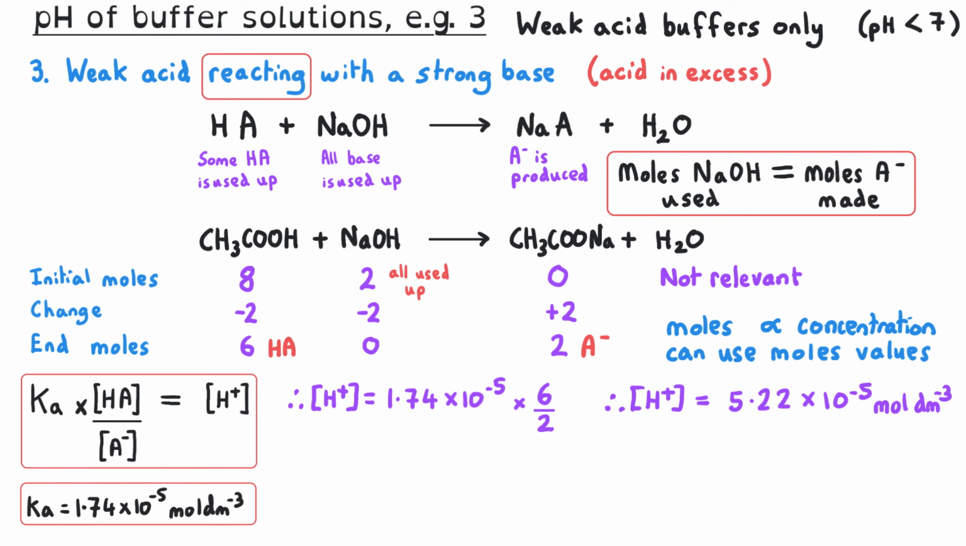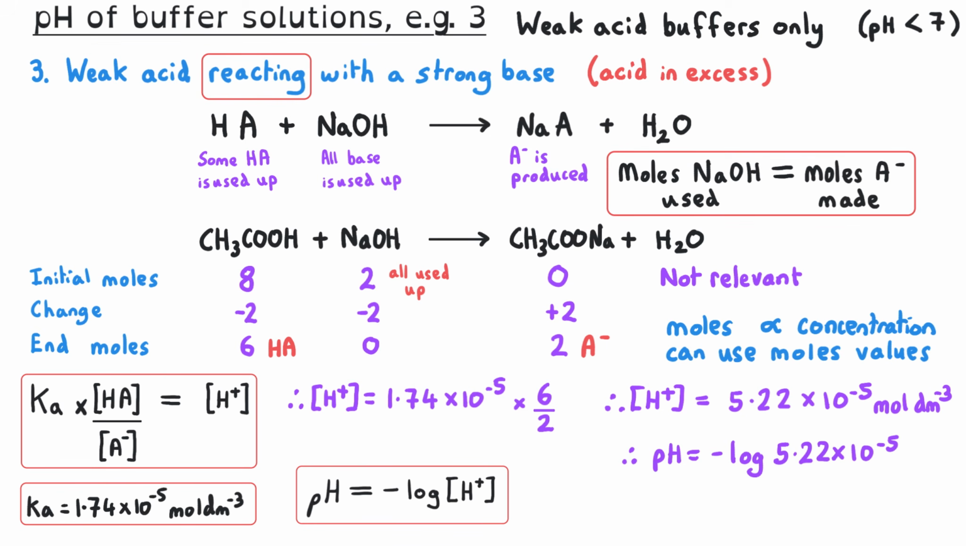This gives us a hydrogen ion concentration of 5.22 times 10 to the minus 5 moles per decimeter cubed. We've been asked to calculate the pH of the resulting buffer solution. The pH is negative log of the hydrogen ion concentration, so negative log of 5.22 times 10 to the minus 5, which gives us a pH of 4.28 for this buffer solution.